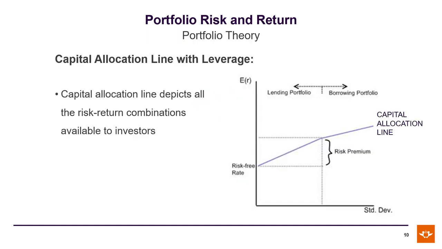Before we move on to the next step of the Markowitz portfolio selection process, we're just going to look briefly at the capital allocation line. And the capital allocation line is just the line that depicts all the risk-return combinations that are available to investors.